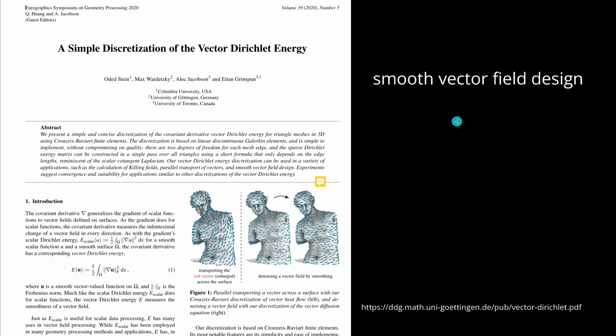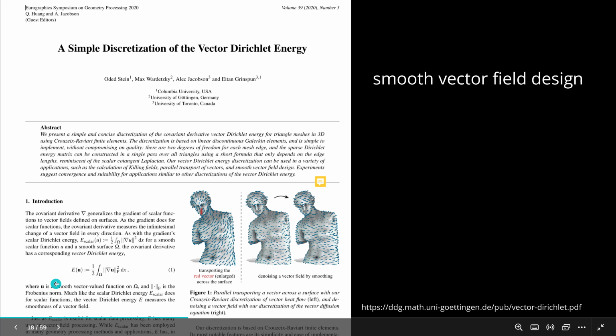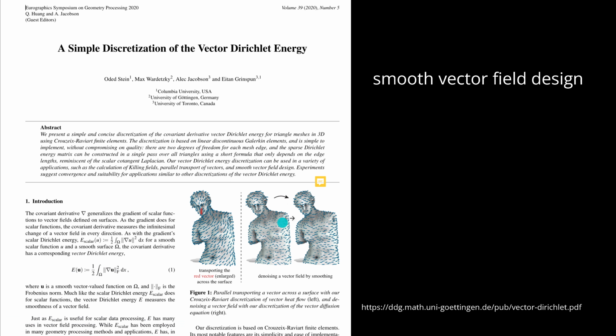if you want to investigate a little bit the smooth vector field design, especially if you look at a simple discretization of the vector Dirichlet energy. This is my go-to publication that I highly recommend. It is from 2020, and they introduce exactly this corresponding vector Dirichlet energy function, where U is a smooth vector-valued function on omega, and they're working with a specific Frobenius norm. So if you want to have an idea what we are talking about, this is the paper for you.